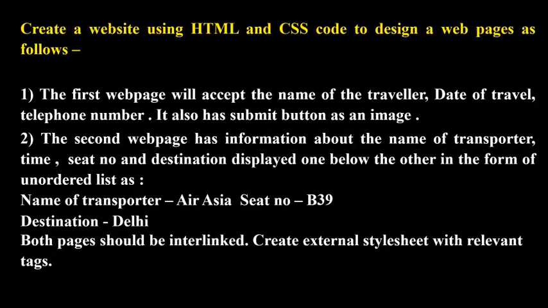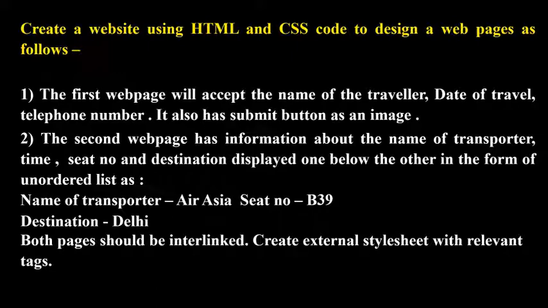In this website creation, you have to create two pages with the help of HTML and CSS code. The first web page will accept the name of the traveler, date of travel, telephone number, and also has the submit and reset button as an image. The second web page has information about the name of the transporter, time, seat number and destination displayed one below the other in the form of unordered list.